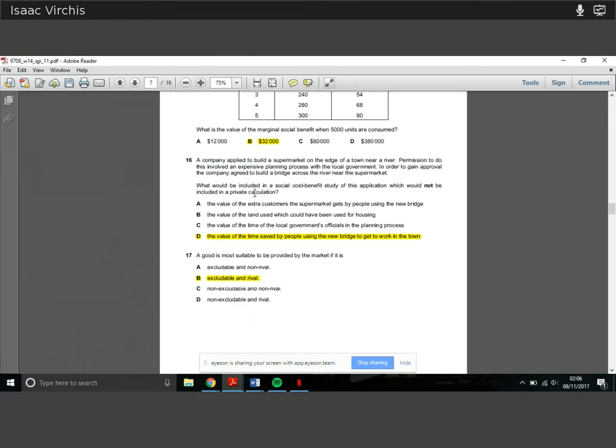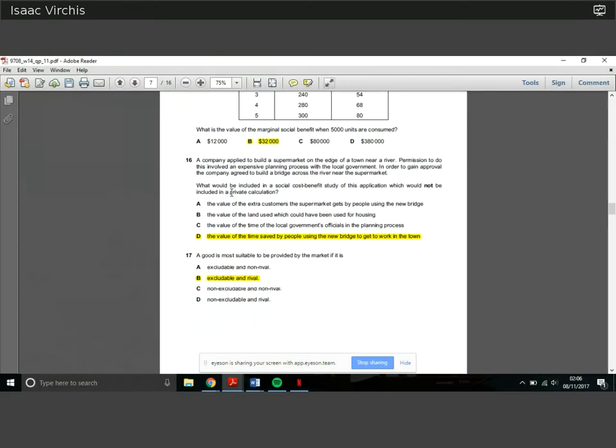A company applied to build a supermarket on the edge of town near a river, and they need permission from the local government. In order to gain approval, the company agreed to build a bridge across the river near the supermarket. Here, they want us to identify what would be included in the social cost-benefit study of this application, but would not be included in the private calculation. So here, we're looking for an externality.